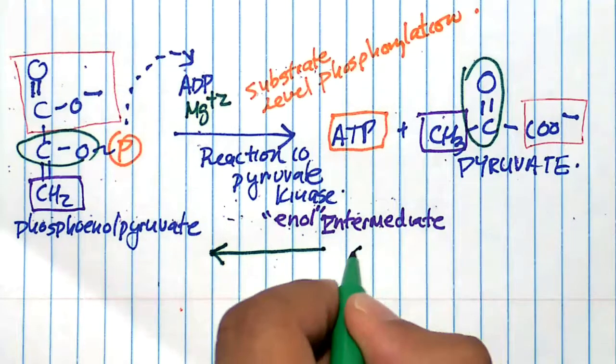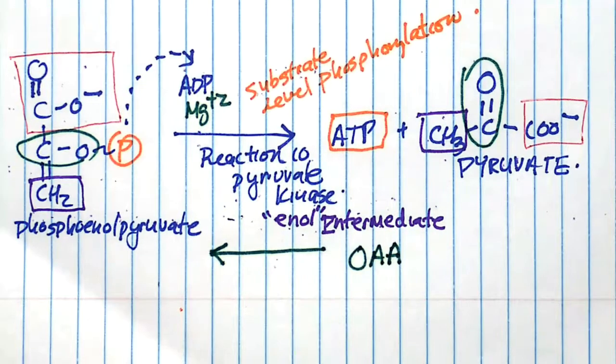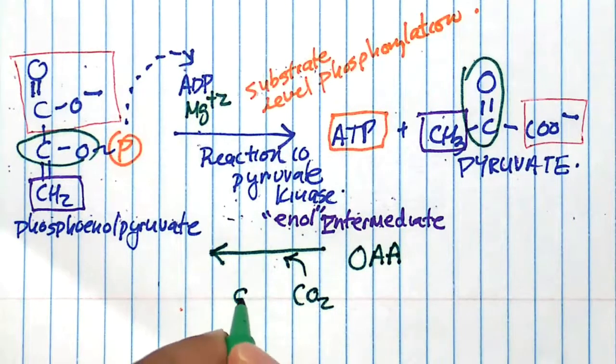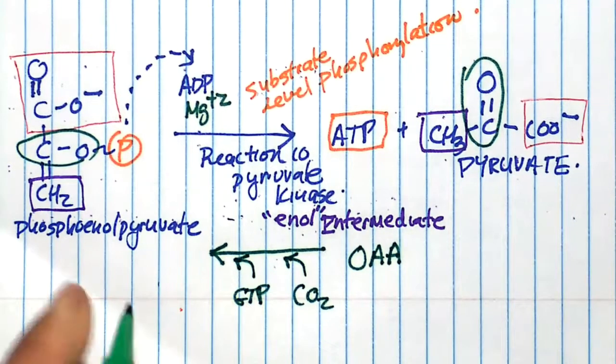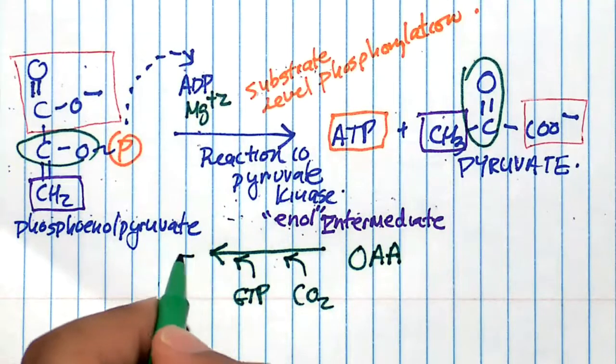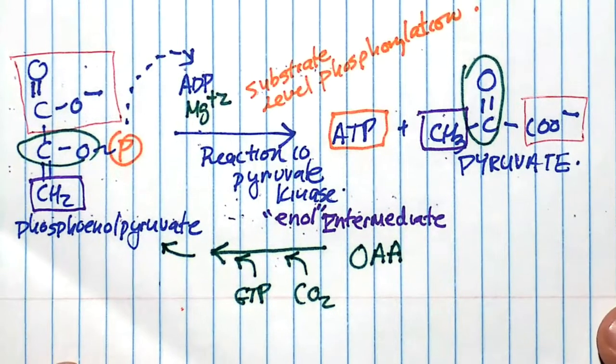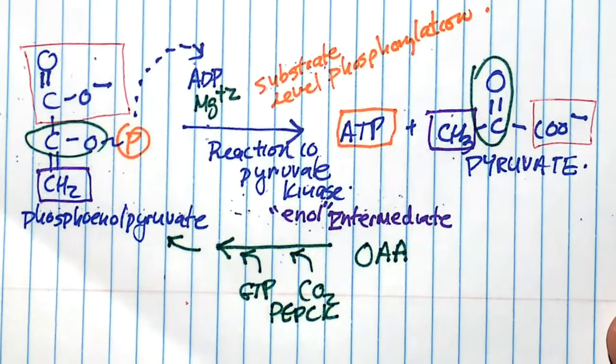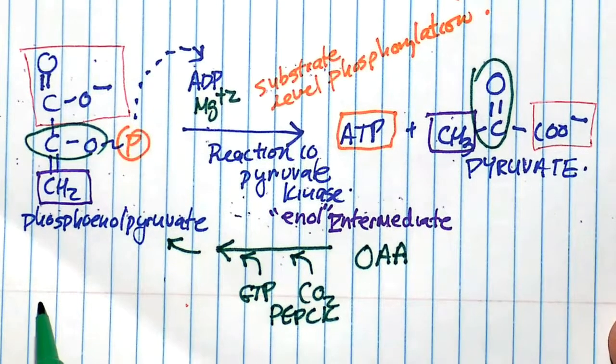It actually takes oxaloacetate from the TCA cycle, adds CO2, and uses energy in the form of GTP, and that generates phosphoenolpyruvate. The enzyme that does this is called PEPCK, or phosphoenolpyruvate carboxykinase. When we study gluconeogenesis, we'll go into more detail on how this TCA cycle intermediate, the citric acid cycle intermediate, starts and initiates the gluconeogenic process.